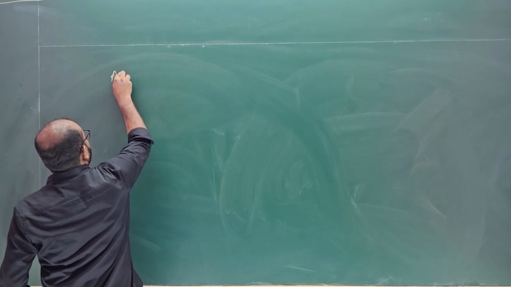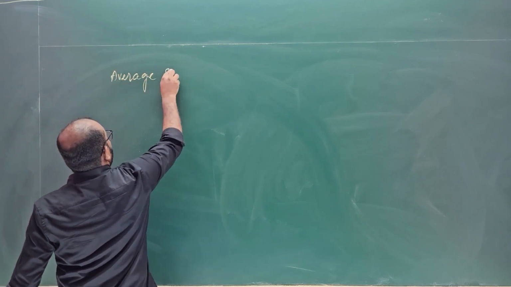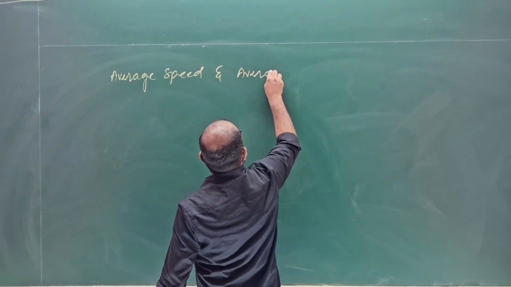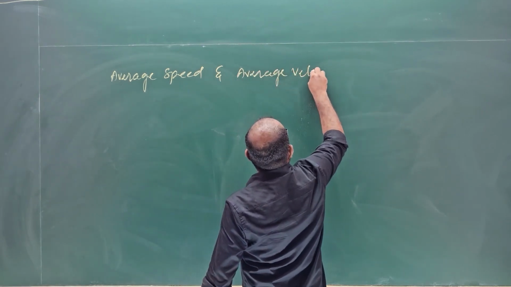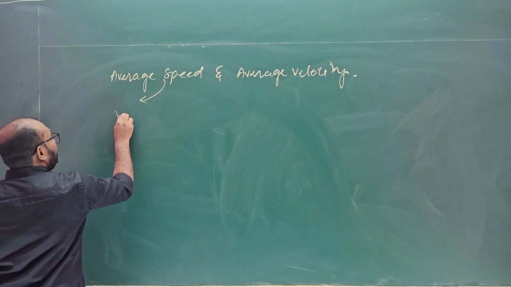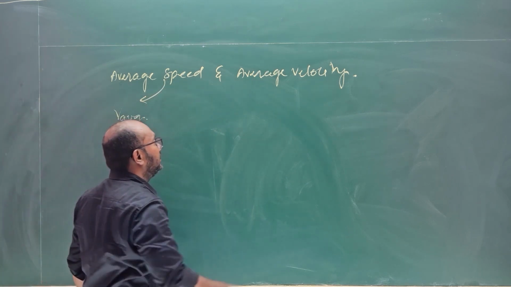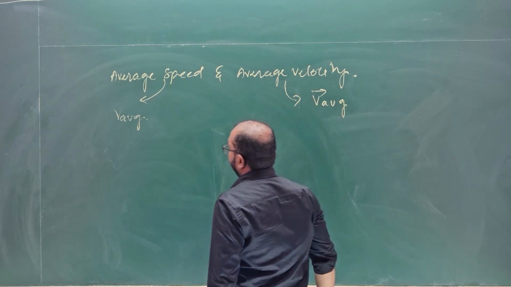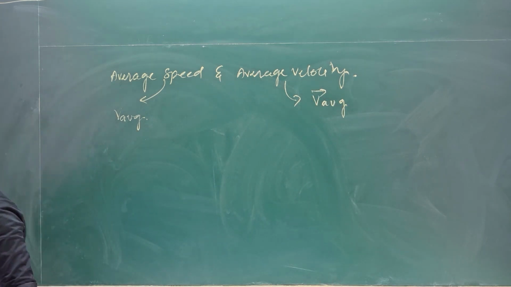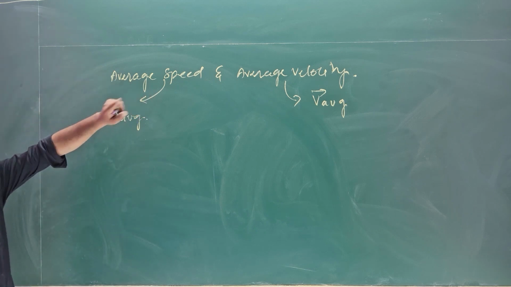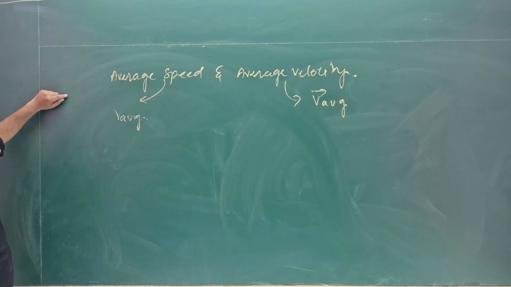Okay. Next heading, write the next heading: average speed and average velocity. Average speed is denoted by V average, and average velocity is represented by V average with a bar. First we will discuss average speed, then we will move to average velocity.